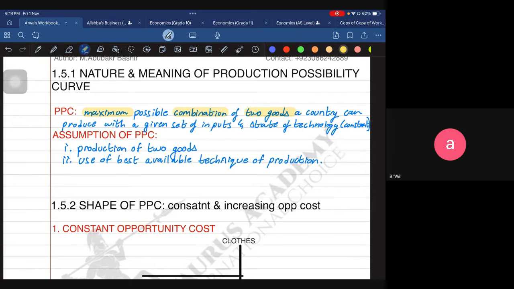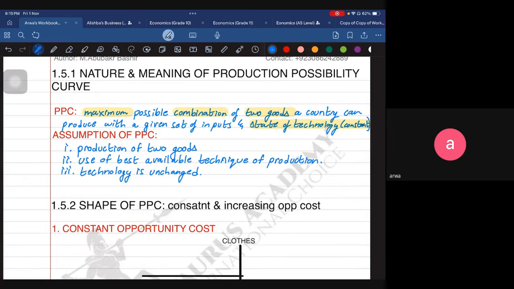Then the third thing, as we have already discussed, the state of technology being constant. So this point we are going to add here, that the technology is unchanged, right? And then full employment.